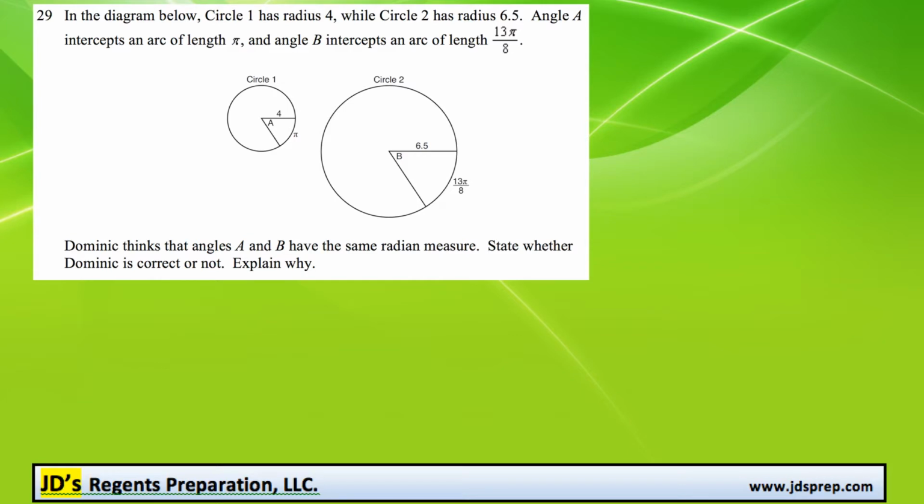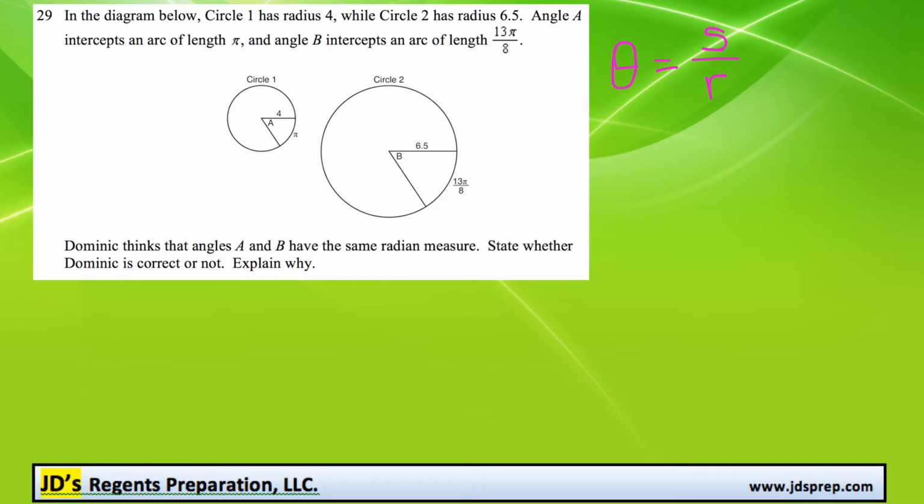Now to figure this out, we're going to be using the formula that the central angle theta is going to be equal to S over R, where S is the arc length. They use the letter S for representing the word subtended, and R for the radius, of course. And so basically we're going to calculate A and B and see whether or not they're the same.